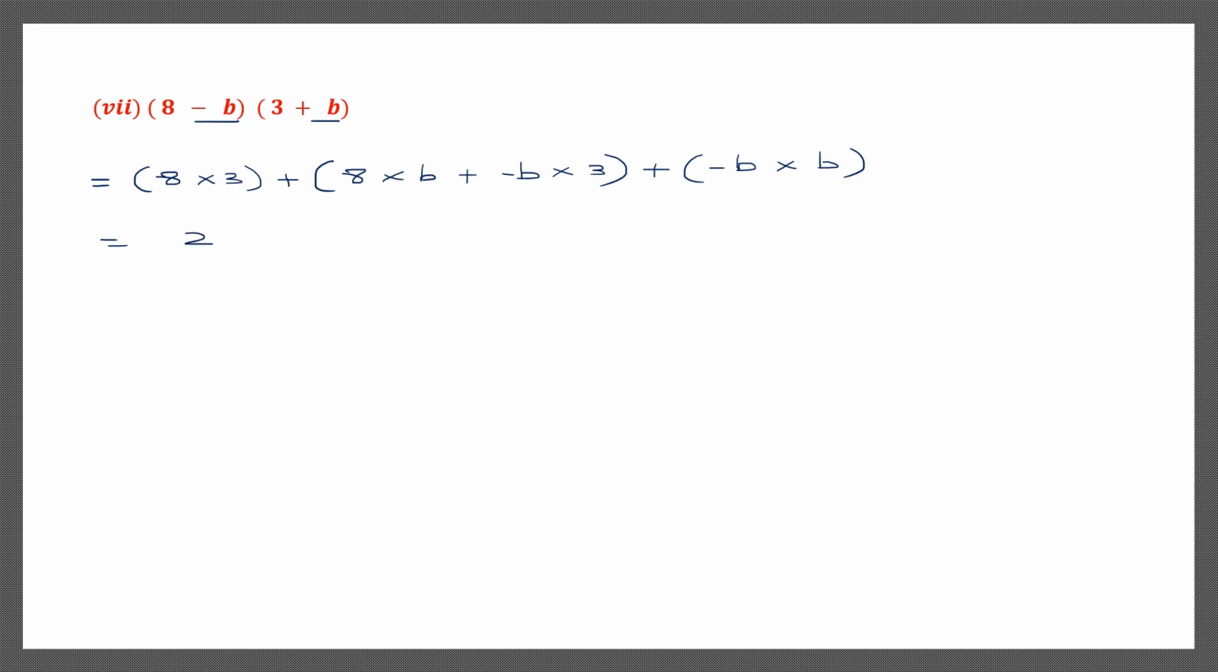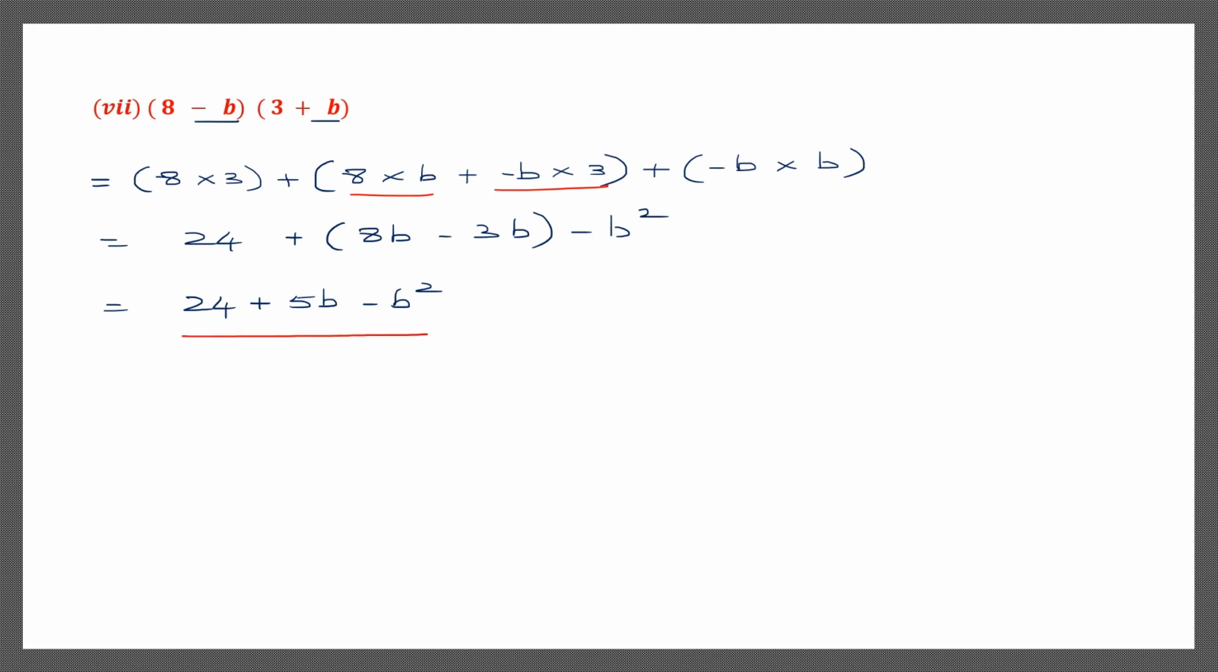So here 8 3's are 24 plus, now let's take the first thing here, 8 into b is 8b plus minus b into 3 is minus 3b. So this becomes minus 3b. Then here we go on to this one, minus b into b. The sign is minus. b into b is b square. So this will be 24. Now here we have 8 minus 3, that is 5. So that will be plus 5b minus b square. So what is our final answer? 24 plus 5b minus b square.